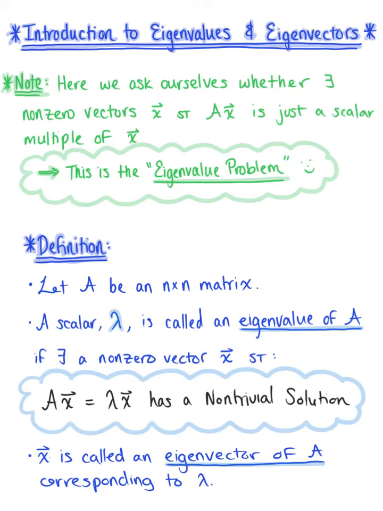And again, what we're asking ourselves here is whether or not there exists non-zero vectors x such that matrix A times vector x is just a scalar multiple of vector x, where lambda is that scalar. So let's take a moment now and think about this geometrically, or think about the graphical interpretation of this eigenvalue problem.